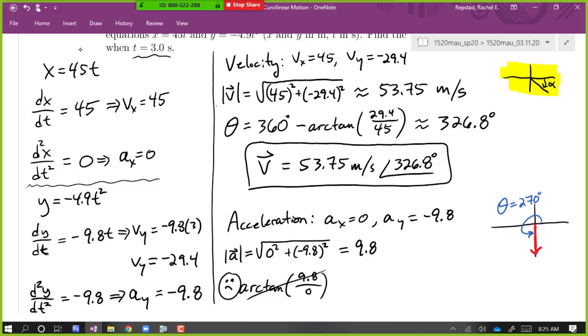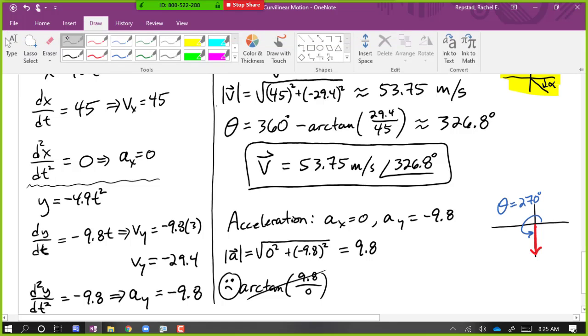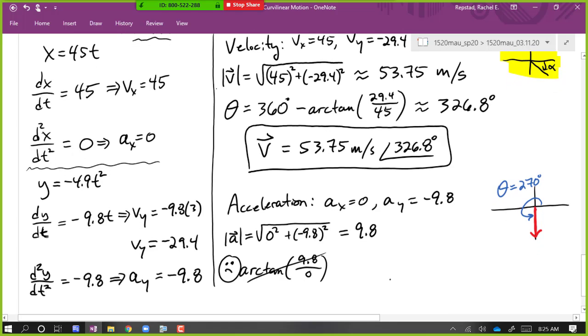Sketching this vector, seeing that it's a magnitude of 9.8 straight down, helps me realize it doesn't bother me that I can't find arctan of this, because it's not in the domain of that function. I can't divide by 0, but I can still find that angle, and it's easier to see when I visualize it. So the acceleration vector is 9.8, with units of meters per second squared, at 270 degrees.